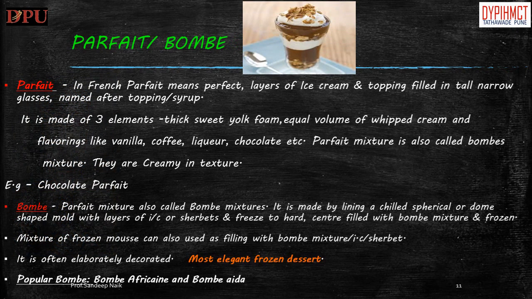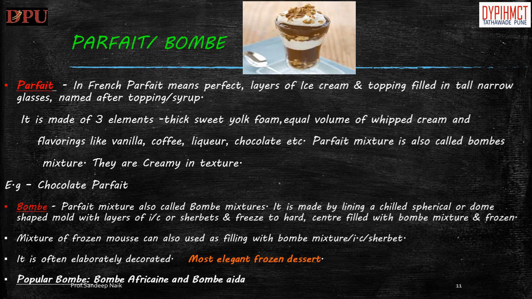Parfait. Definition: in French means perfect. Parfaits are layers of ice cream and topping in tall narrow glasses, named after the topping or syrup. It is made of 3 elements: 1. Thick sweet yolk foam, 2. Equal volume of whipped cream and 3. Flavorings like vanilla, coffee, liqueur, chocolate etc. Parfait mixture is also called bombe mixture.